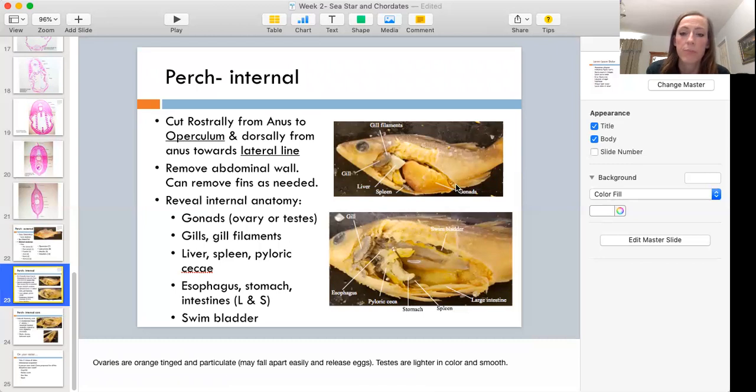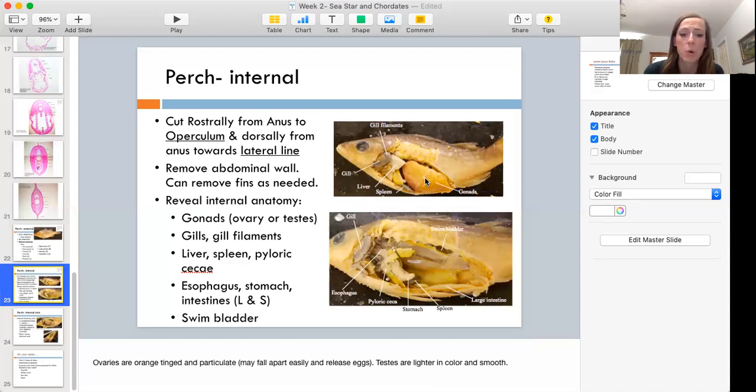Okay, so you're going to cut down here then, and you'll then be able to see a lot of the internal structures. We're going to take a look at the more superficial ones, and then we'll have you guys remove those and see the more interior ones. So the first structure that you will probably notice in your perch will be the gonads. And you can tell the difference between a male and a female, again, based on the appearance of the gonad that you encounter here in this abdomen. It's going to be taking up a large amount of the space on the ventral side here.